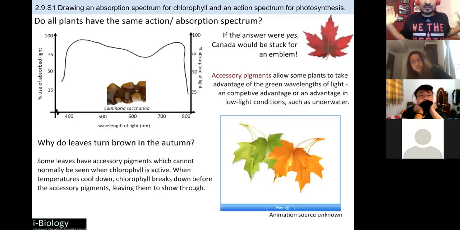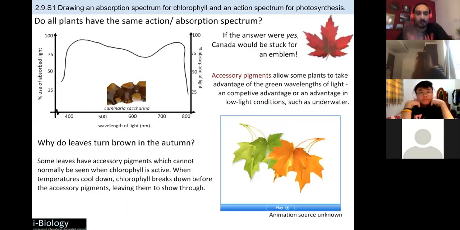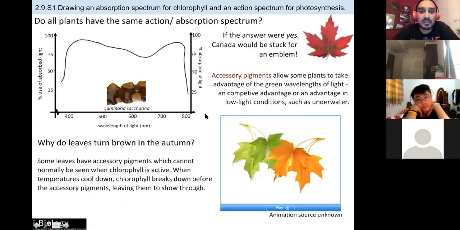So that's it for today. Okay, part 1 of photosynthesis SL level. Does anyone want to ask any questions or have any issues to clarify?